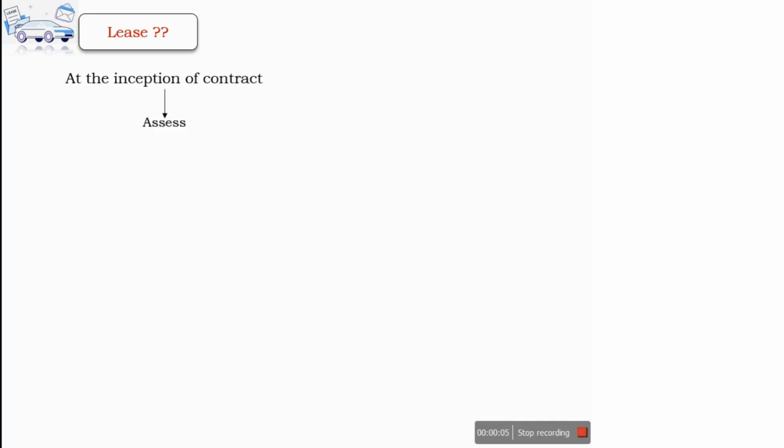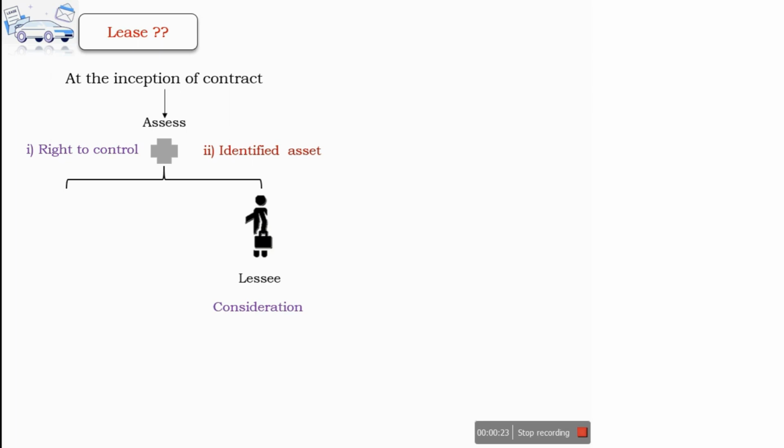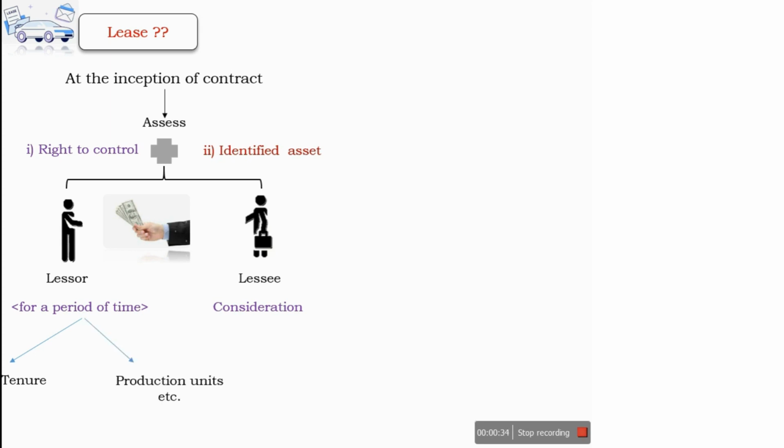At the inception of a contract, an entity needs to assess whether it contains a lease or not. To contain a lease, it should have the right to control an identified asset for a consideration for a period of time. And this period of time can be measured in respect of tenure or production units, etc. The entity needs to reassess whether it contains a lease or not only if there is a change in terms and conditions.